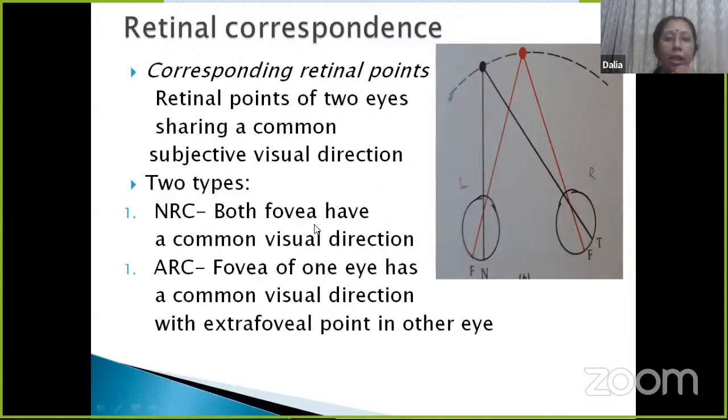So this again can be of two different types. Normal retinal correspondence, when both foveae have a common visual direction, as you see in the picture. And anomalous retinal correspondence, or ARC, where the fovea of one eye corresponds to an extrafoveal point of the other eye. This usually occurs when there is a small angle manifest squint. So those are normal retinal correspondence and anomalous retinal correspondence.